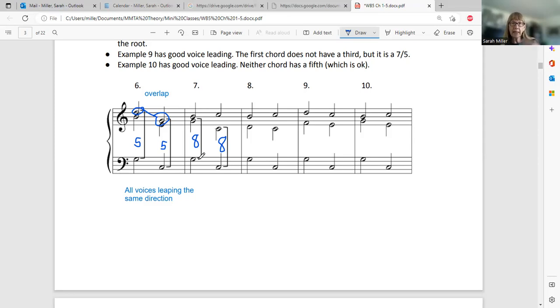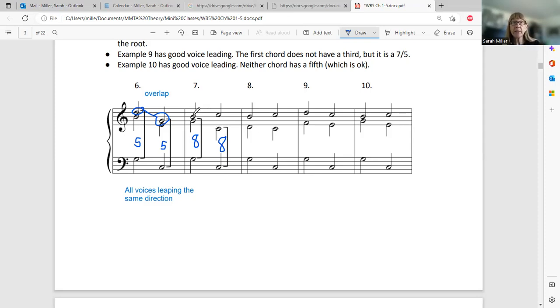The reason that we have this rule is that there's an implication in 4-part writing or 3-part writing of counterpoint. And when you have parallel octaves, they sound like they are the same thing. So we don't have separate voices. So that's why we avoid that.